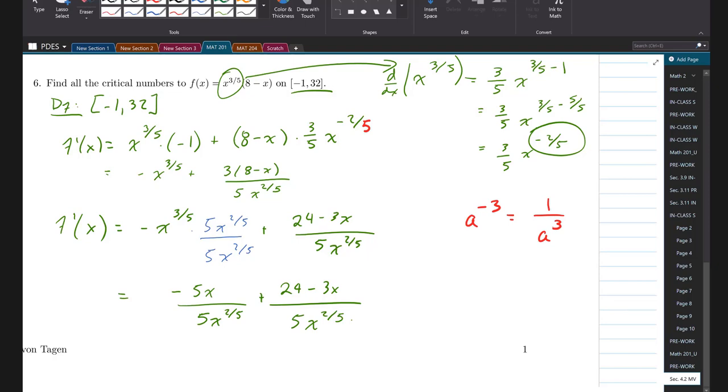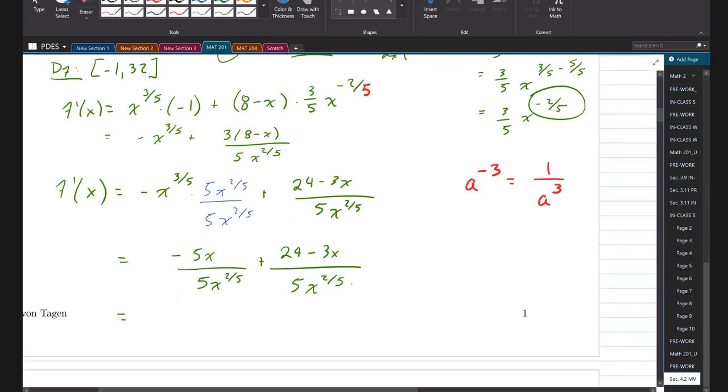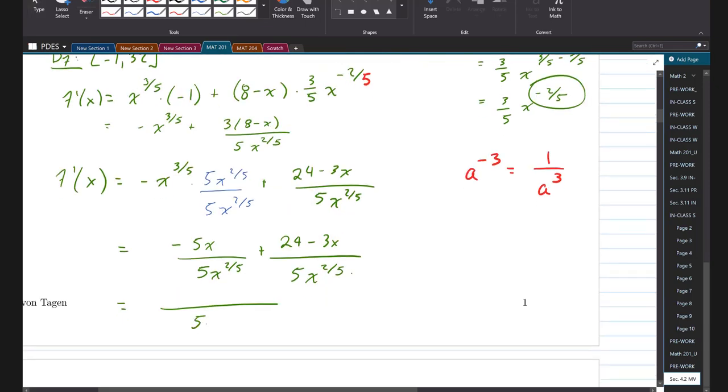Great question. Okay, folks, we are almost done with our goal. I can now add these two fractions together. It's going to be 5x to the 2/5. And just to save a little time here, that's 24 minus 8x, where I went ahead and combined my like terms.